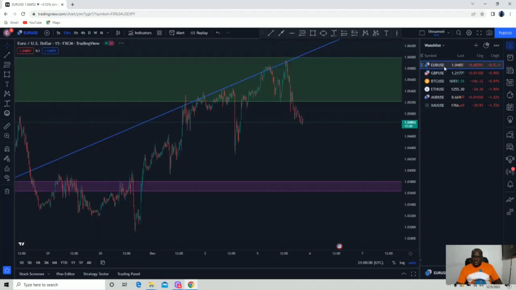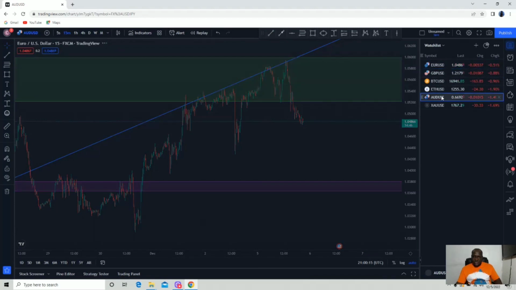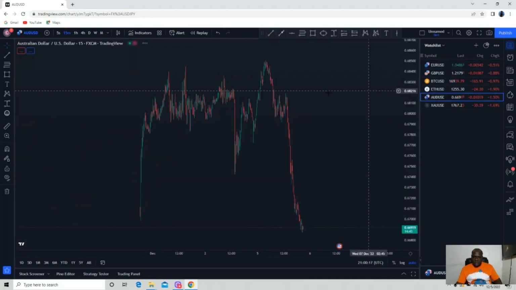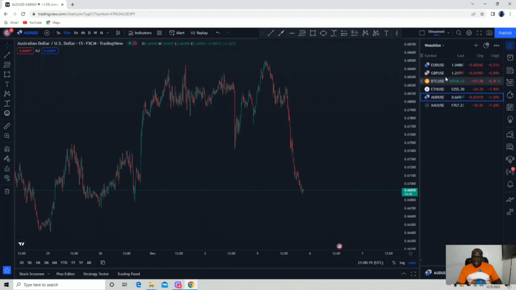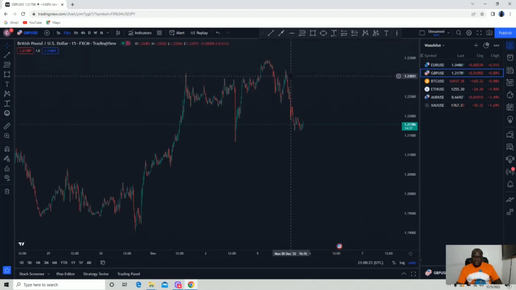And what I noticed is, you see EUR USD, AUD USD, EU, AU and GU, they mostly go the same way. If EU is going bearish, in most cases AU will be going bearish. Let's look at AU. You see it's also going bearish. And let's look at GBP USD. You can see too it is going bearish. So they mostly trade the same way.